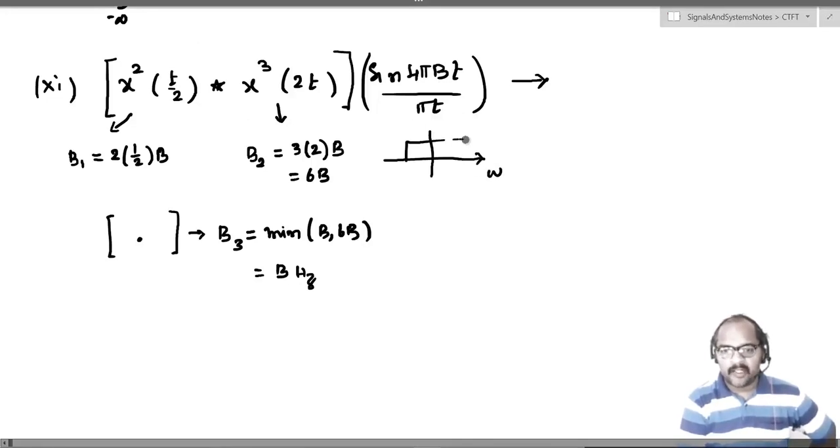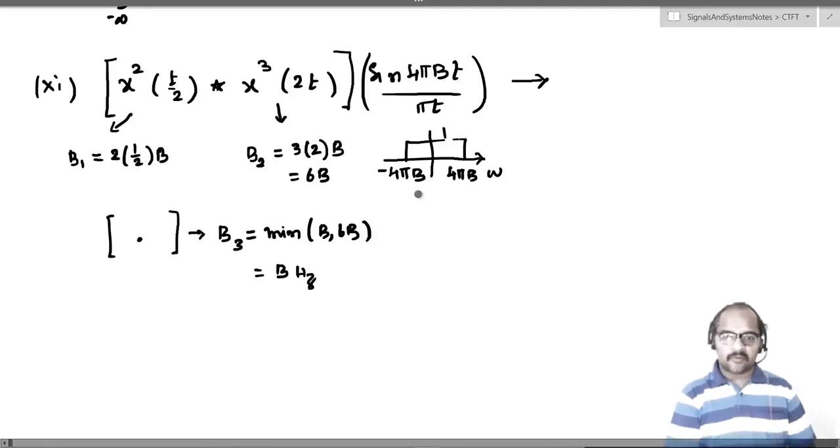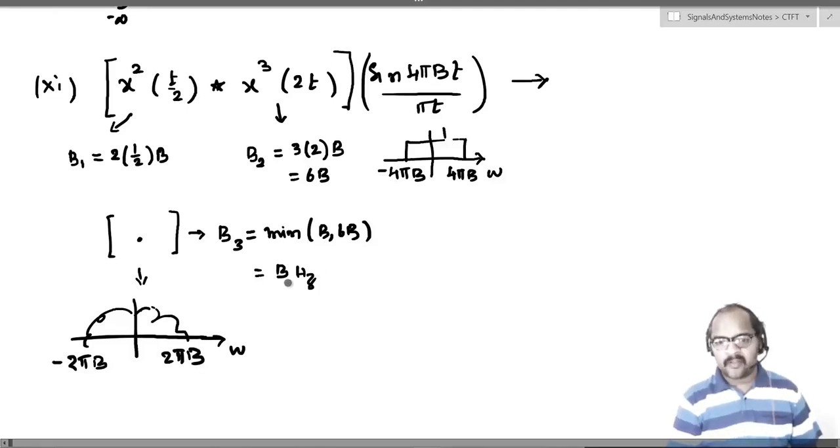And that whole signal is multiplied with sine 4 pi bt by pi t. What will be this fellow's Fourier transform? This will have a rectangle from minus 4 pi b to plus 4 pi b with amplitude 1. So this signal whose bandwidth is b hertz is multiplied with sine 4 pi bt by pi t. This is multiplication in time domain, so in frequency domain they should get convolved. The term inside the square bracket will have some shape which we don't care about, and it exists from minus 2 pi b to plus 2 pi b, because that signal's bandwidth is b hertz.